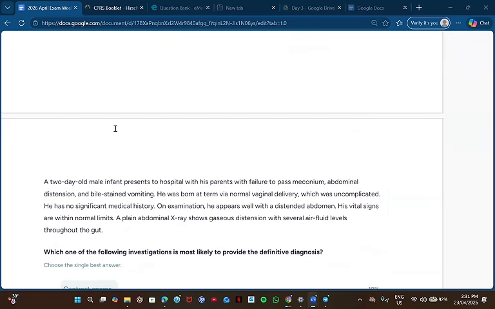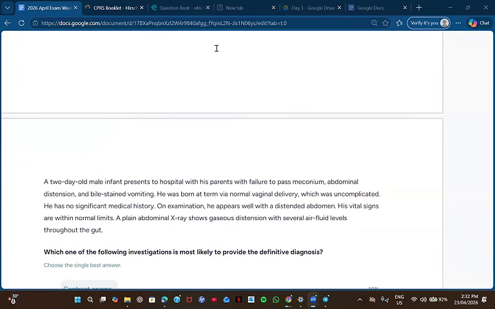A two-day-old male infant presents to the hospital with his parents with failure to pass meconium, abdominal distension, and bile-stained vomiting. He was born at term via normal vaginal delivery, which was uncomplicated. He has no significant medical history. On examination, he appears well with a distended abdomen. Vital signs are within normal limits. Plain X-ray shows gaseous distension with several air-fluid levels. They are asking which of the following investigations is most likely to provide the definitive diagnosis.